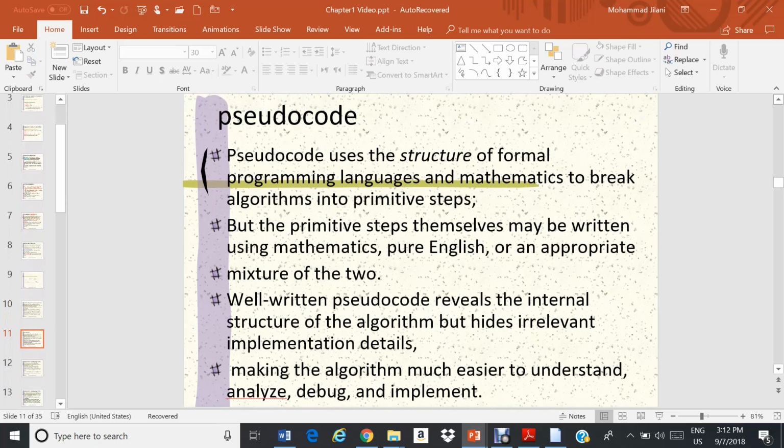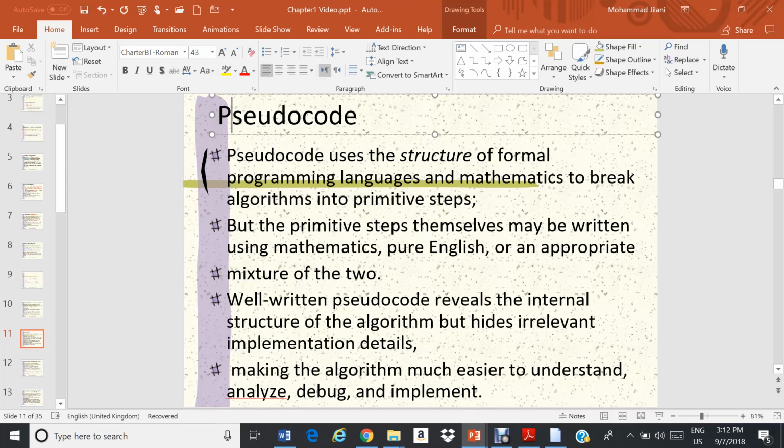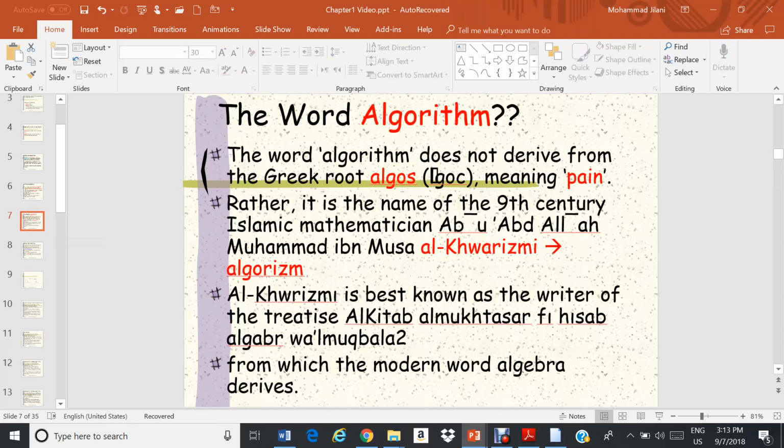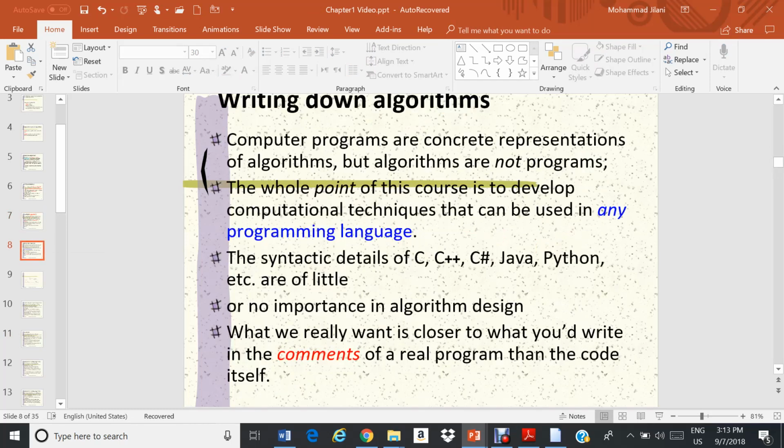In other words, what do I use? If I don't use a programming language, if I don't use a natural language, what do I use? We use something called pseudocode. Pseudocode is something which looks like code, but it's not code. It's written in a natural language, but it doesn't sound like a language. So pseudocode uses the structure of formal programming languages and mathematics to break algorithms into primitive steps. But the primitive steps themselves may be written using mathematics, pure English, or an appropriate mixture of the two. So that's what pseudocode is. Just like the example I put right here, I think, where was that?